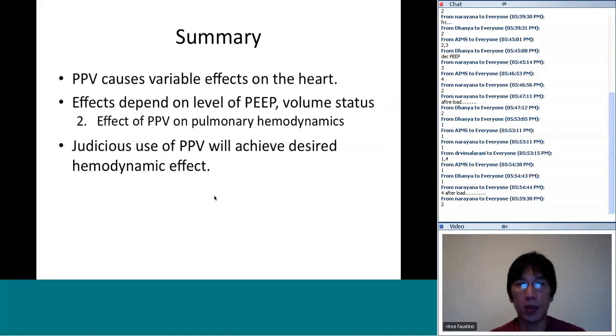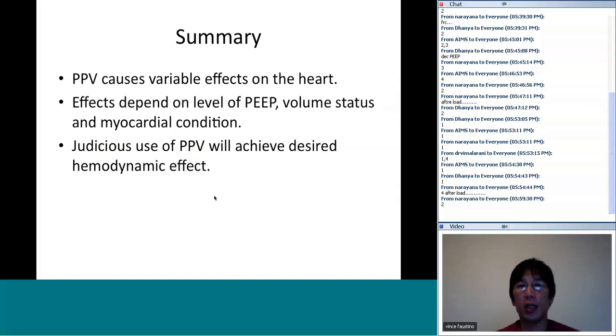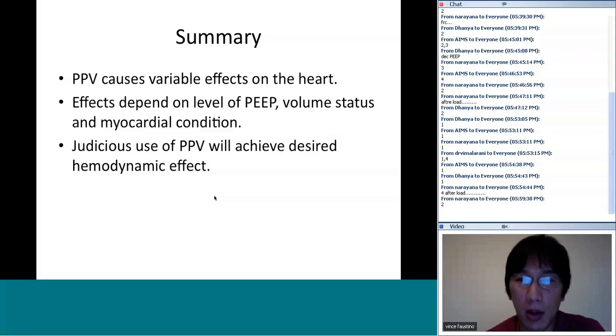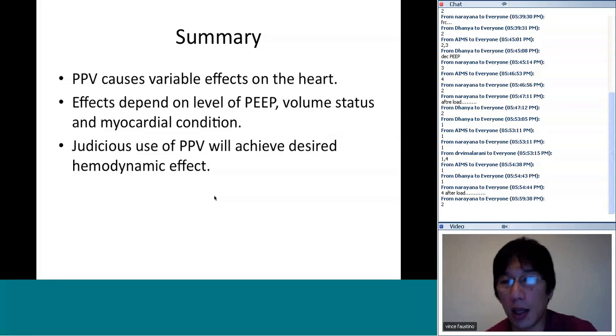But just a summary, positive pressure ventilation causes variable effects on the heart. The effect depends on level of PEEP, actually mean airway pressure, volume status, and myocardial condition. And then it's the judicious use of positive pressure ventilation that will achieve the desired hemodynamic effect.